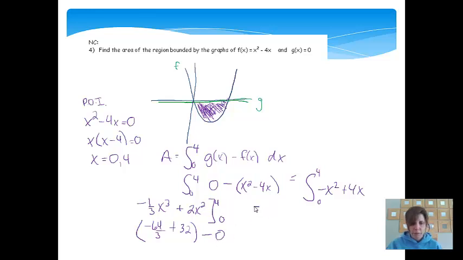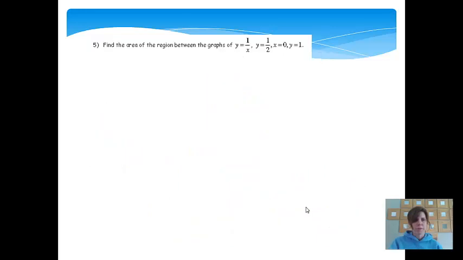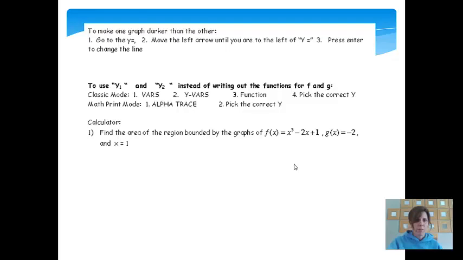Okay, now I'm going to get a common denominator, so I'll have negative 64/3 plus 96/3, and if I put those together, I will get 32/3. So that would be the area of that region. All right, the next one that I'm going to do is actually number 1, so let's back on up here.